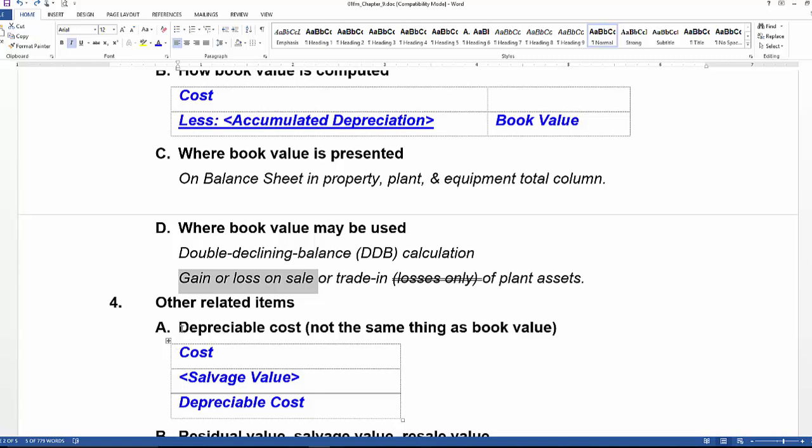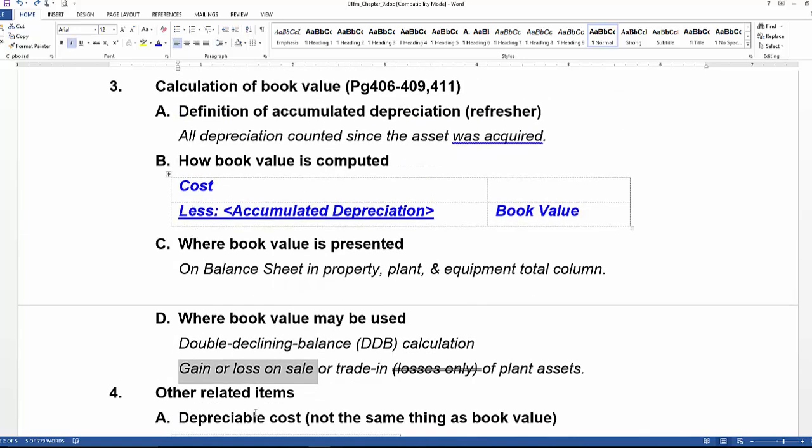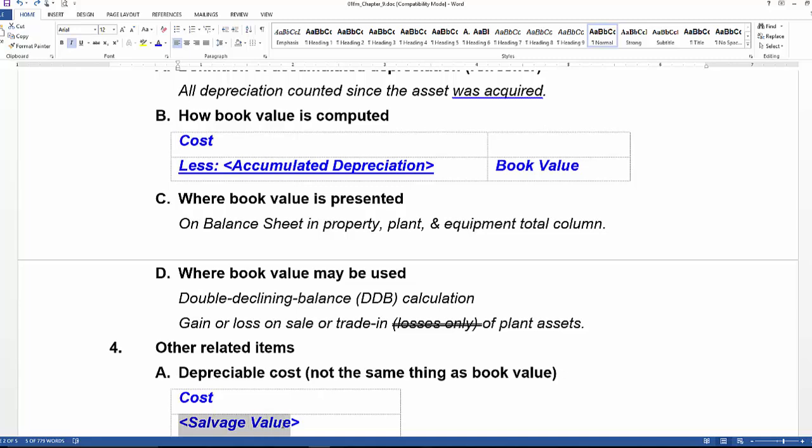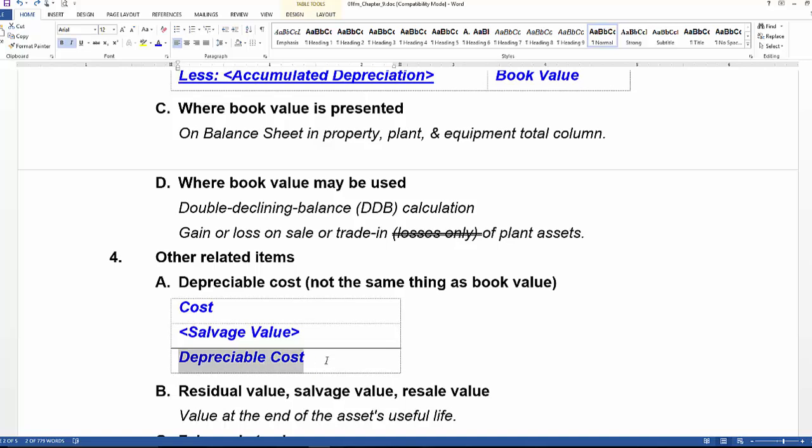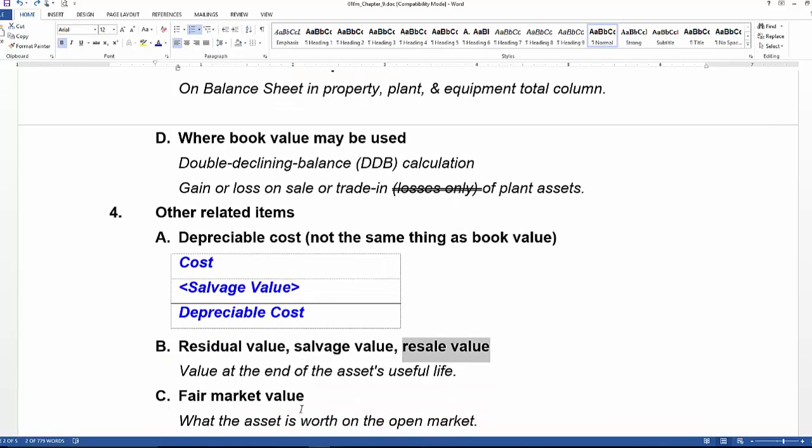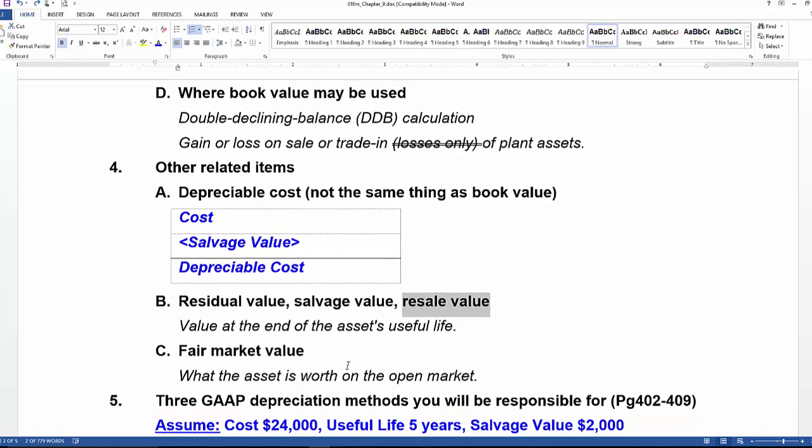Other terms that sound like that looks kind of like it, right? Cost minus something. Cost minus salvage value, or what we think the asset will be worth when we're done using it, is what's called depreciable cost. Other terms for salvage value: residual value or resale value. In other words, our current estimate now of what we think the value of the asset will be when we're done using it. Fair market value is what an asset is worth on the open market whenever it is you decide to get the fair market value. So it could be what it's worth now, could be what we think it's worth when we're done using it, which would then end up being the same thing as the residual value.